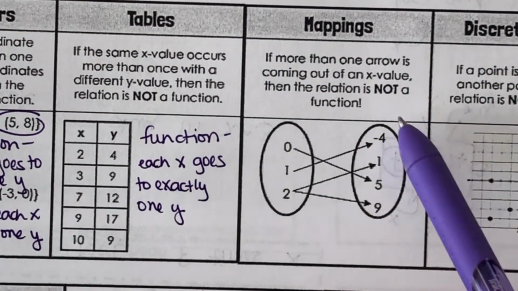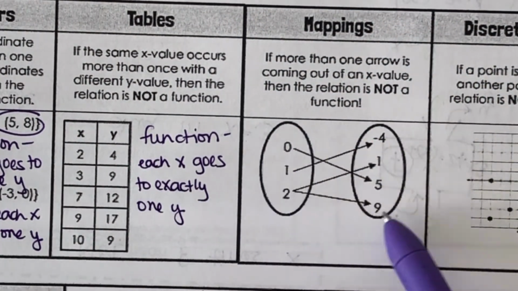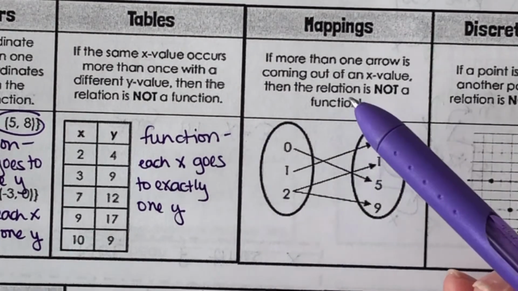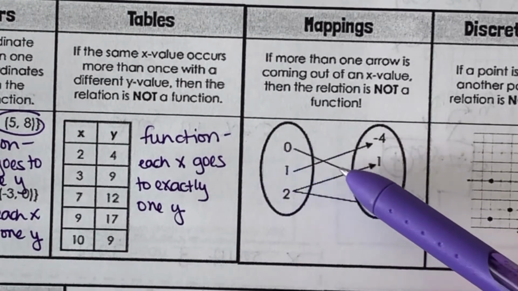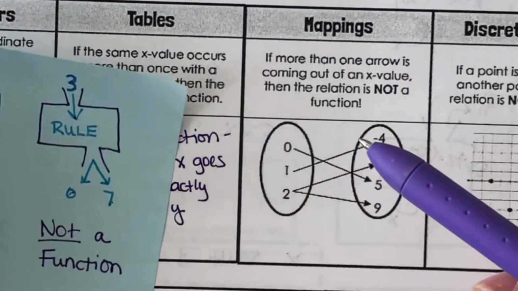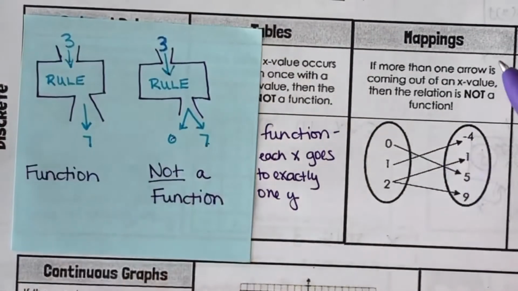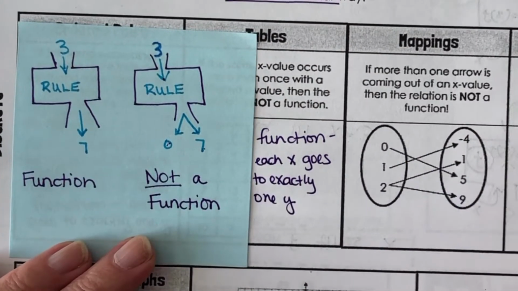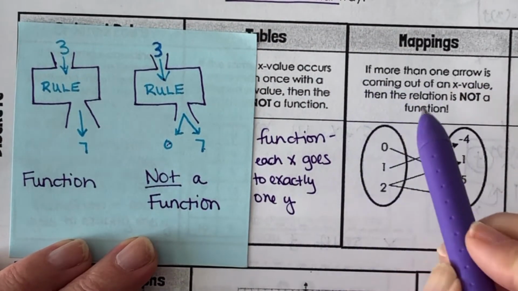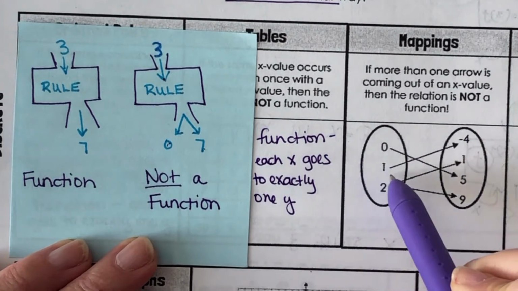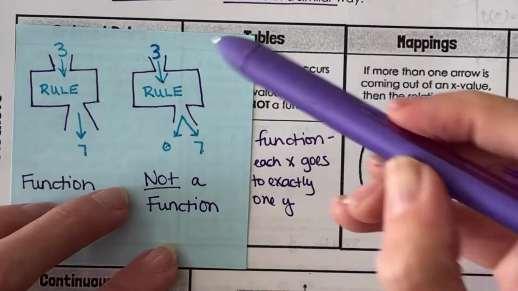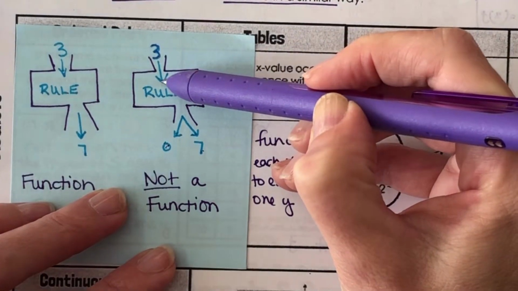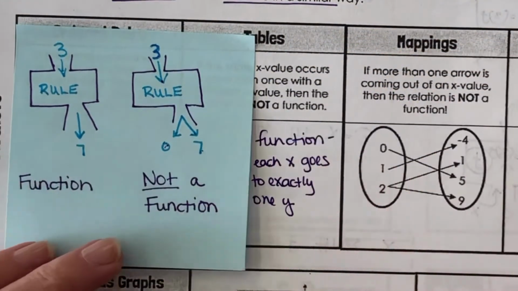Now, one thing that might be a little bit new is this concept of mapping. And this is just a way of showing what x value matches or goes to what y value. And so how can we tell if this is an example of a function or not? Well, if more than one arrow comes out of an x value, then the relation is not a function, because that's saying I popped in an input and I got more than one output.